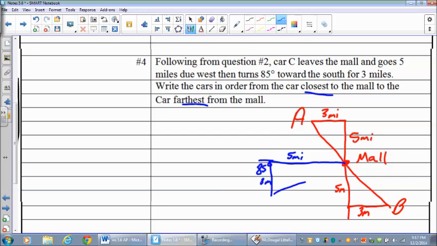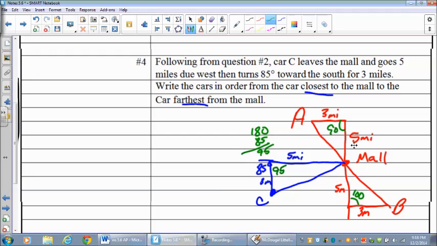Okay, so that means this distance here on the end is where car C is located. Now, from before, we said this angle up here at the top was 90, and down here on the bottom for the B car, we said this was 100. So we need to find out what this angle is. So if I do 180 minus 85, it tells me that angle is 95.